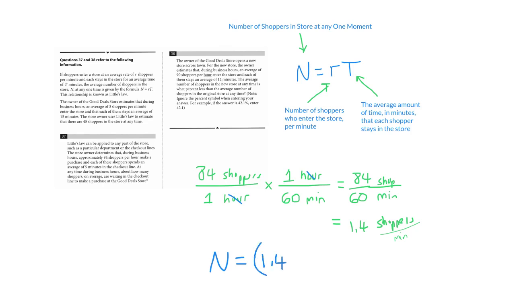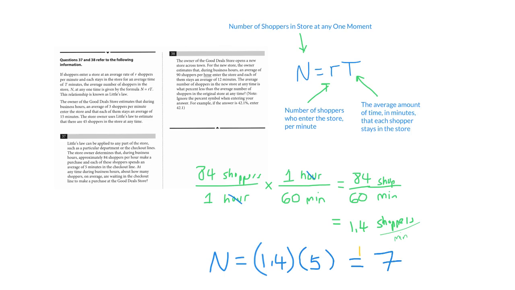So that's 1.4 times the average amount of time in minutes that each shopper stays in the checkout line. It's going to be T there. And we know we can, again, apply this not just to the whole store, but to the checkout line, because according to the first sentence, Little's law can be applied to any part of the store, including the checkout line. So it's going to be 1.4 times the average amount of time in minutes each shopper stays in the checkout line. And that is 5 minutes, according to this information here. It literally says each of these shoppers spends an average of 5 minutes in the checkout line. So that's going to be times 5. And that ends up equaling 7.